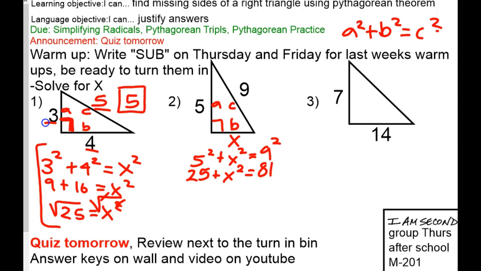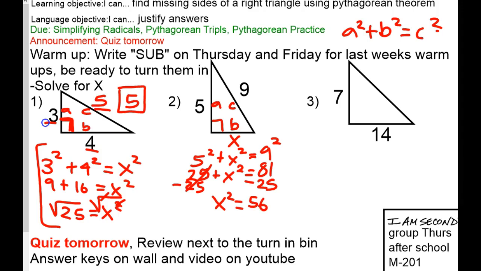Does everyone see how I'm doing this? Everyone, right? Because that's how I want you to set it up, right? You write it out, and then to get X by itself, I have to get rid of 25. How do I get rid of a 25 there? You know what to do? Subtract to get rid of the 25. So minus 25, minus 25. What's 81 minus 25? 56. Okay.